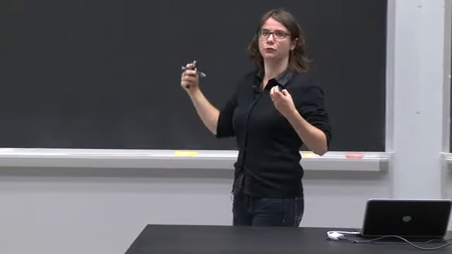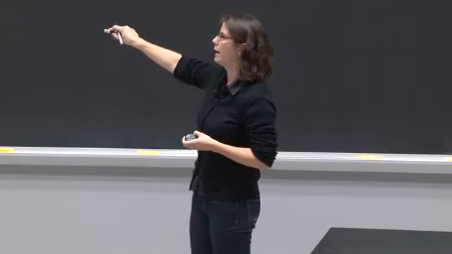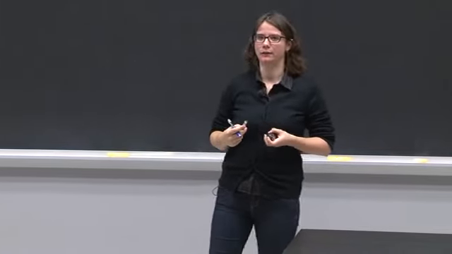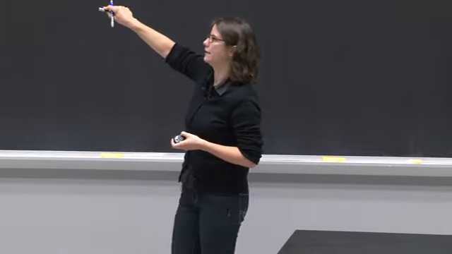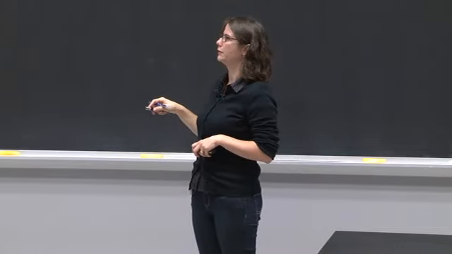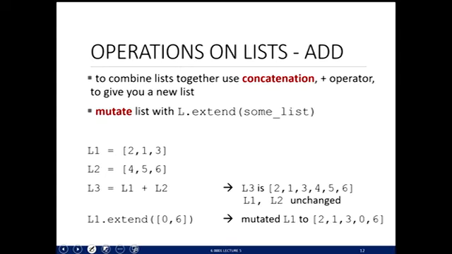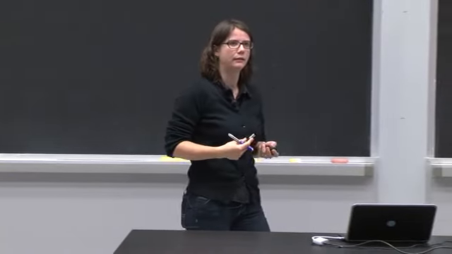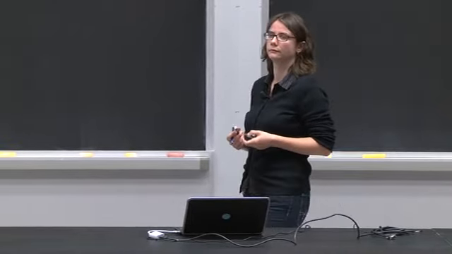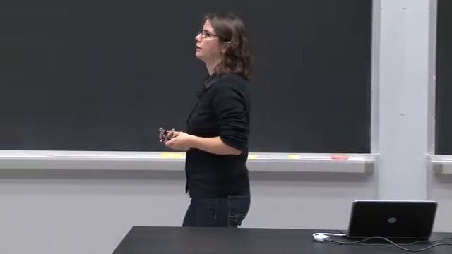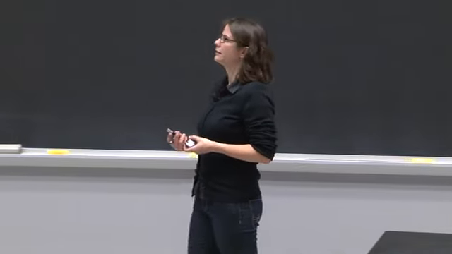If you want to mutate a list directly and make it longer by the elements within another list, then you can use this extend function or extend method. Okay? And this is going to mutate L1 directly. So if L1 was 2, 1, 3, if you extend it by the list 0, 6, it's just going to tack on 0, 6 to L1 directly. So notice L1 has been mutated. Okay. So that's adding things to lists.